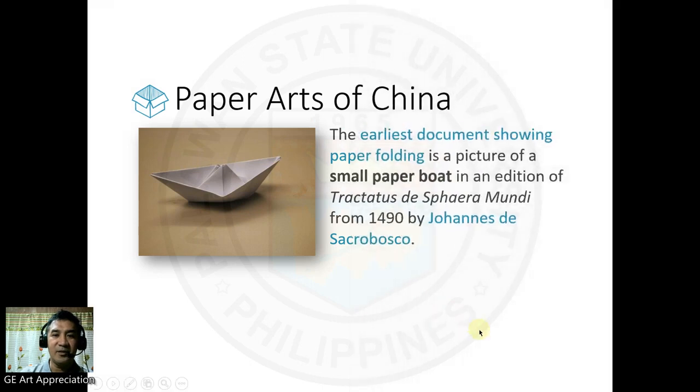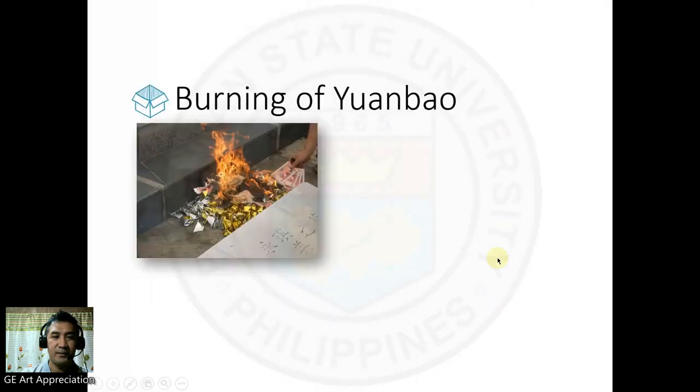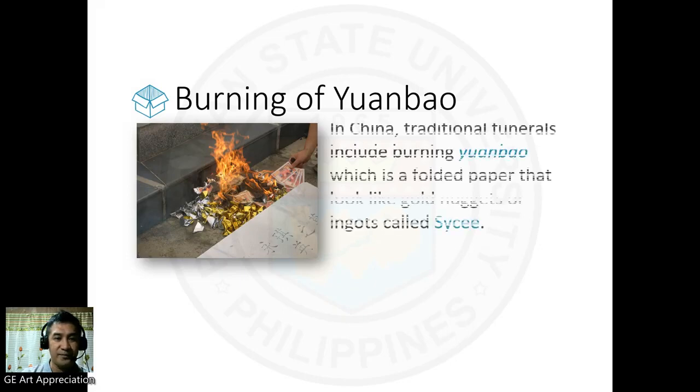The earliest document showing paper folding is a picture of a small paper boat in an edition of Tractatus de Sphaera Mundi from 1490 by Johannes de Sacrobosco. We have the burning of yanbao. In China, traditional funerals include burning yanbao, which is folded paper that looks like gold nuggets or ingots, called saisi.